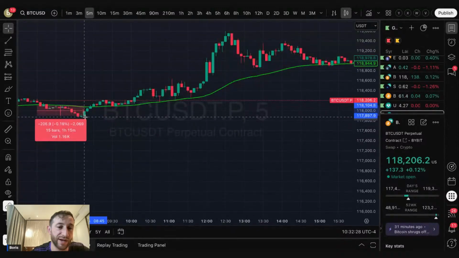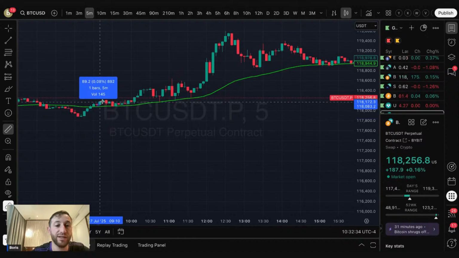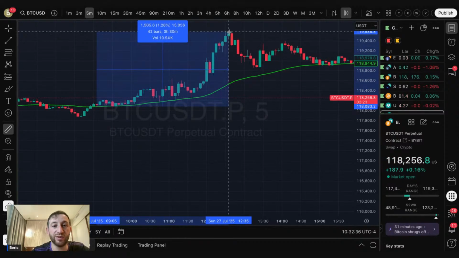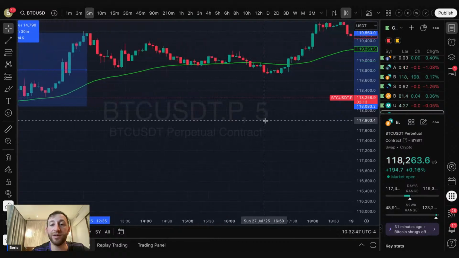But let's say when it crosses back above the 55, right here it crosses back above. We have a nice move, almost one, this is a really nice one. This is like 1%. So if you were using 100x leverage, this would have been a 100% move for you guys. So something to keep in mind.